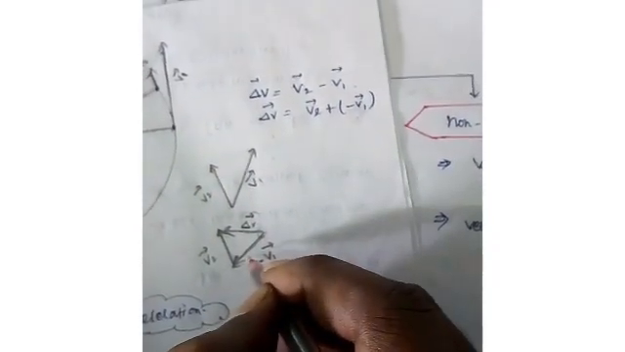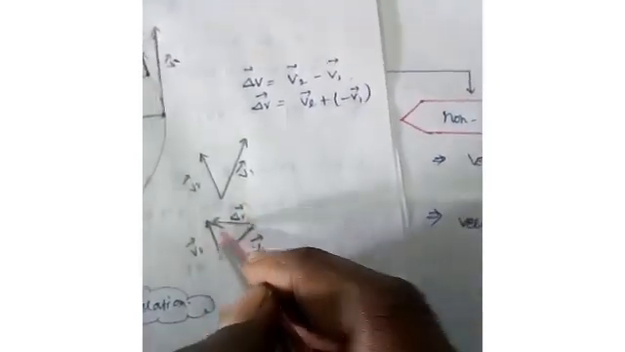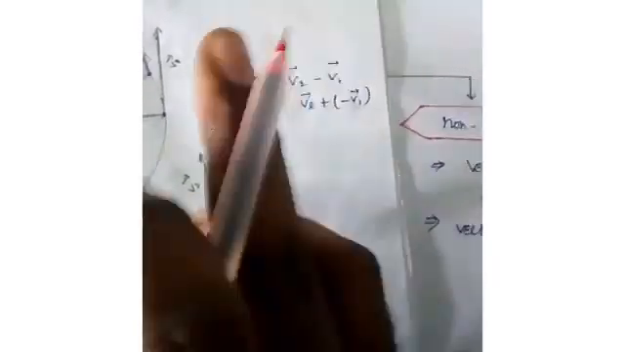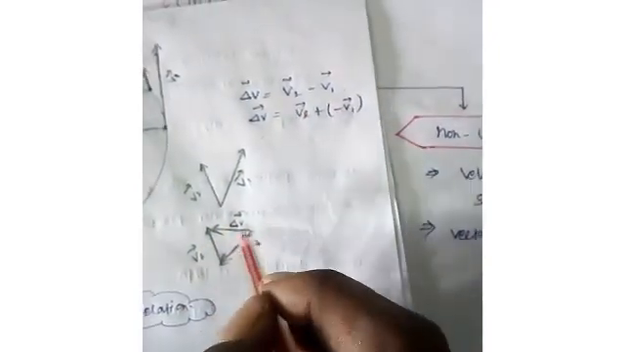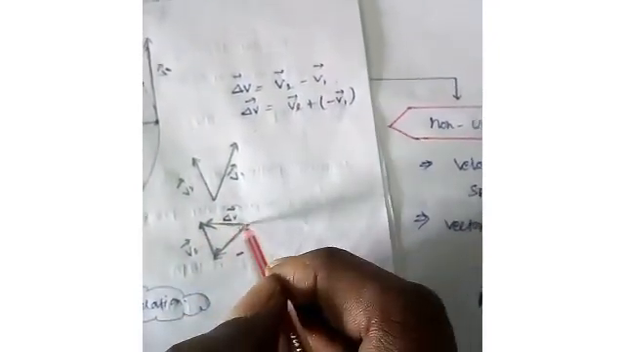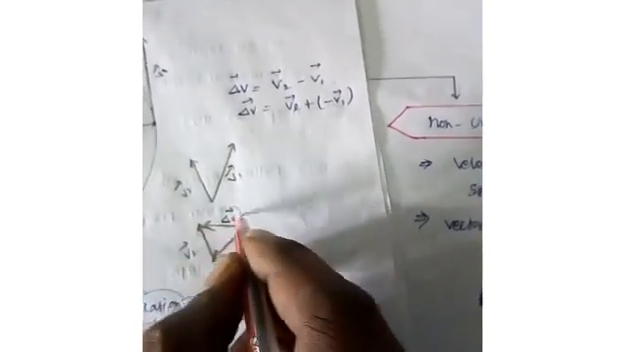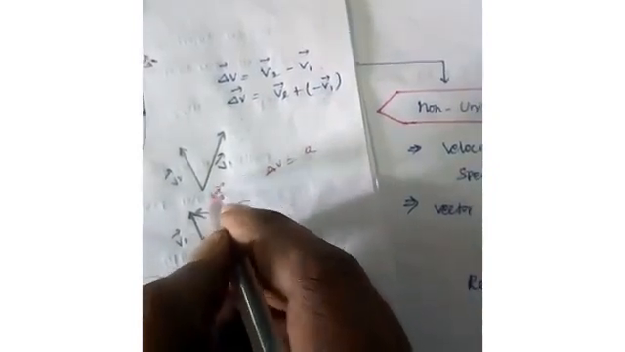So here we draw the vector arrow oppositely with respect to the v1 vector. Now these vectors will be added. How? Using the triangular law. One of the tricks is joining these two vectors from tail to head. So this direction is the change in velocity direction. Change in velocity direction is nothing but acceleration. So this is called the acceleration direction.